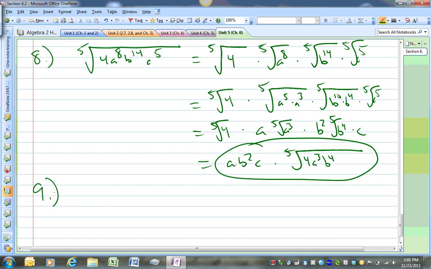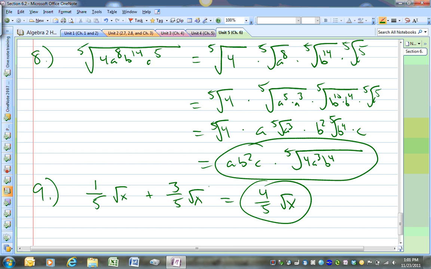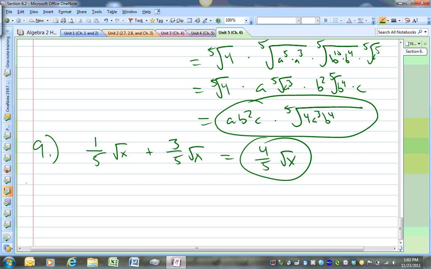Number 9. What if we had the following? One-fifth root x plus 3/5 root x. Well, in that case we just combine like terms. So because you have both 1/5 and 3/5 multiplying the root x, you just add the 1/5 and 3/5 together and keep the root x. So we'll try another one that's a little bit more complex, and then I swear we're finally done.